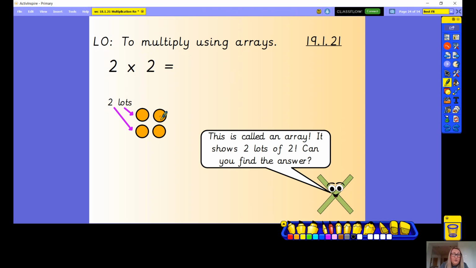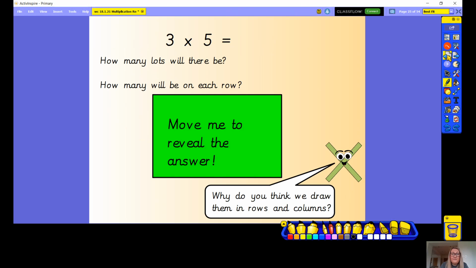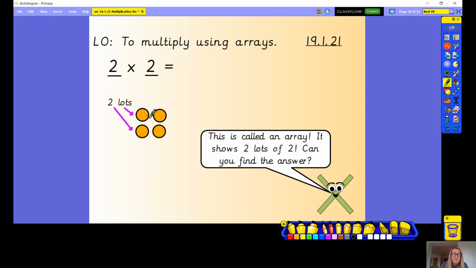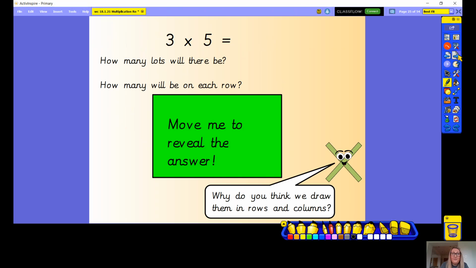It shows 2 lots of 2. We have 1, 2 circles at the top. That's 2, that's that first 2. And we have 2 circles there. That's 2 lots of 2. Just go back and think about the answer. So 2 lots of 2 is 4. Well done, because we can see 4 circles there.